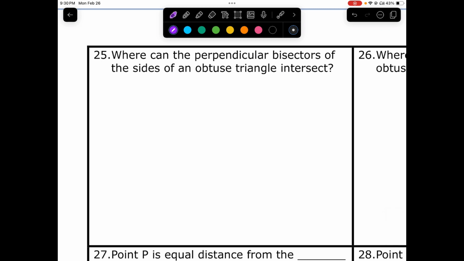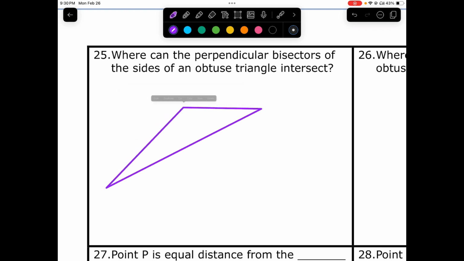Number 25. Where can the perpendicular bisector of the sides of an obtuse triangle intersect? My suggestion to you would be to draw an obtuse triangle. I'm not going to make it isosceles because I want us to see the difference here. And this is perpendicular bisector, so I'm going to try my best to find the middle.